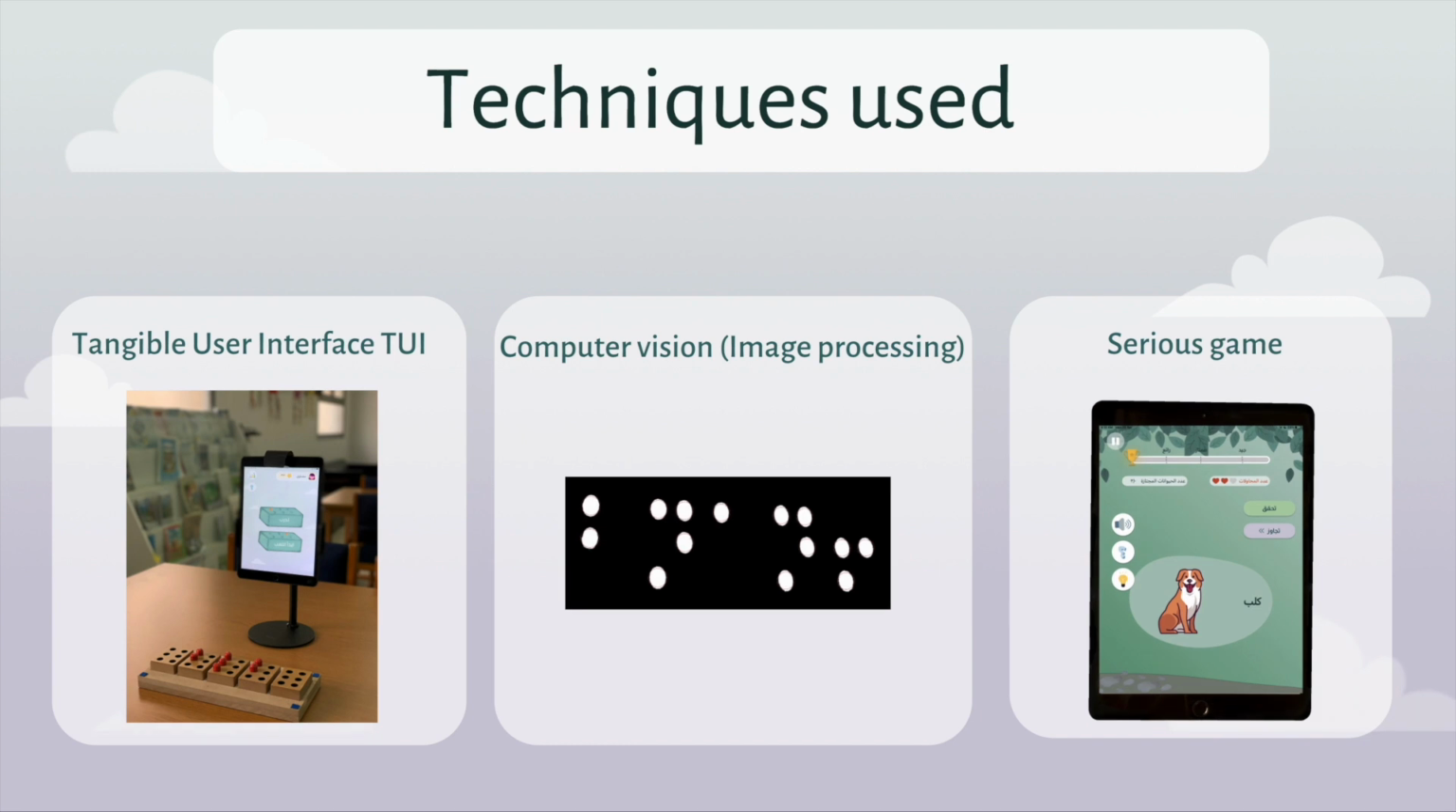To interlink the physical and digital world, we use a tangible user interface, which allows the learner to grasp the data with their hands. To detect and recognize blocks with their pegs, we use computer vision. Finally, we combine a serious aspect with a fun aspect to make the learning process more enjoyable by using a serious game.